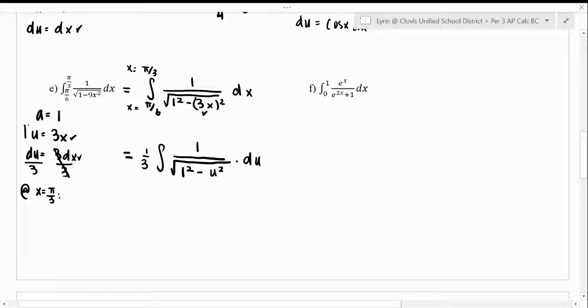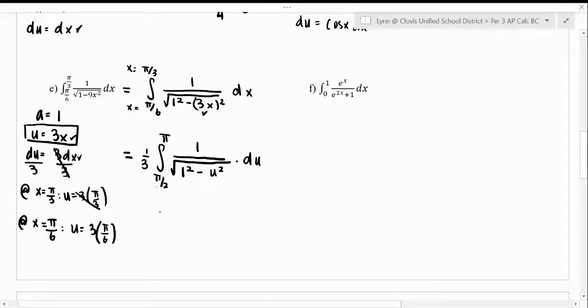And so I'm going to use this right here to help me calculate my value for u. So that would be u equals 3 times pi over 3. So my upper limit would just be pi. And then let's do our lower limit, which is pi over 6. So that would be 3 times pi over 6, which would be pi over 2. There we go. All right, so now we're doing arcsine because I have that square root with a subtraction.